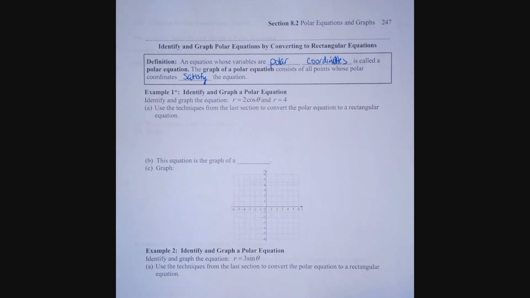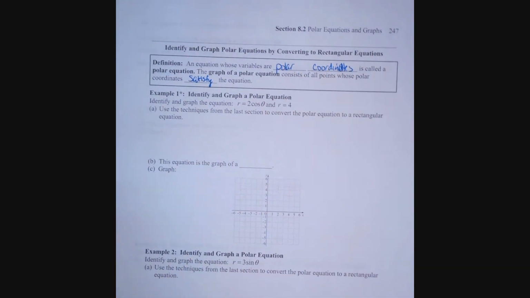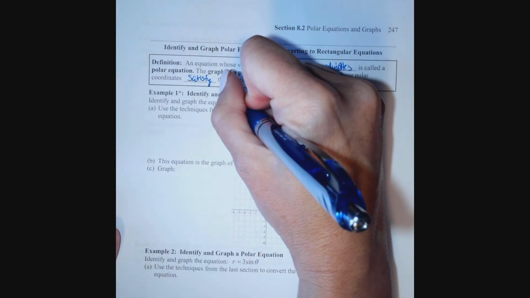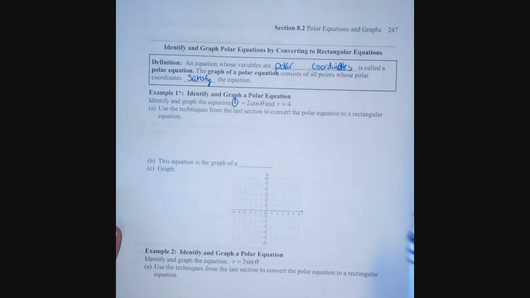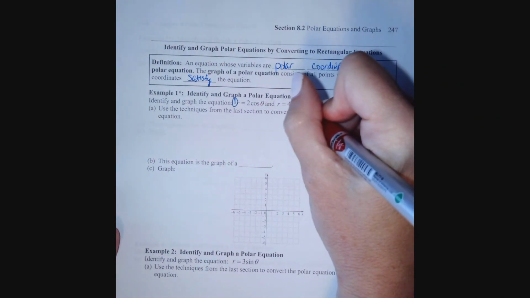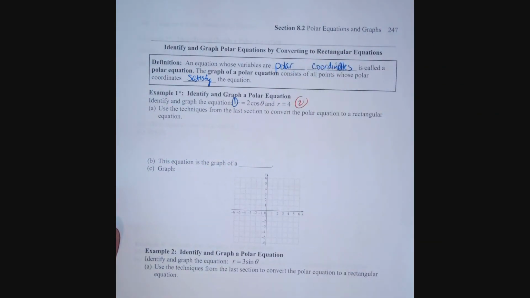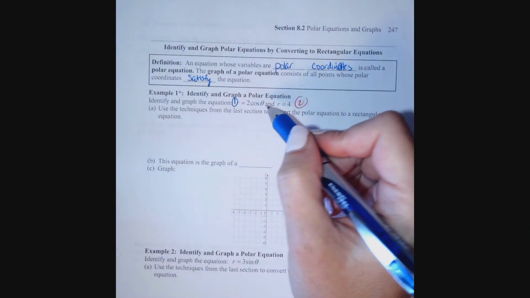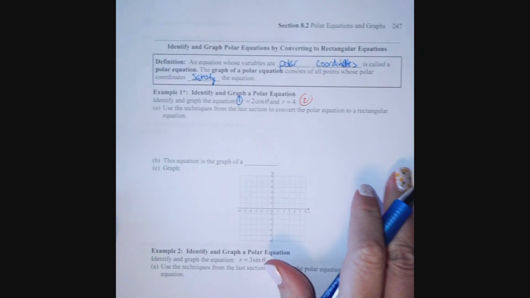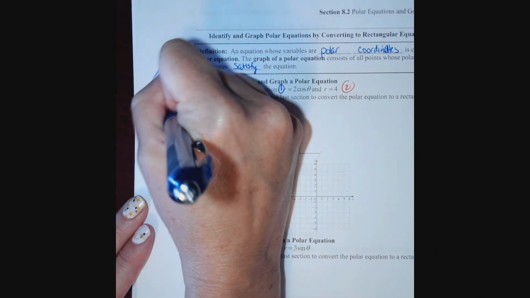Okay, for example 1, we have two different graphs. We're going to graph this first one, r equals 2 cosine theta, and then we're going to graph the second one, r equals 4. Now for r equals 2 cosine theta, let's come across to the side. r equals 2 cosine theta. That's my first one that we're going to graph.